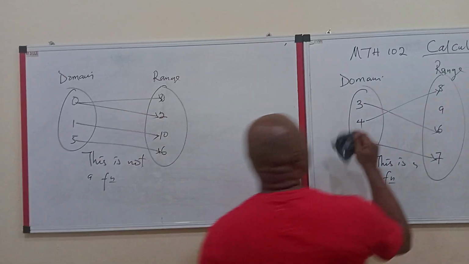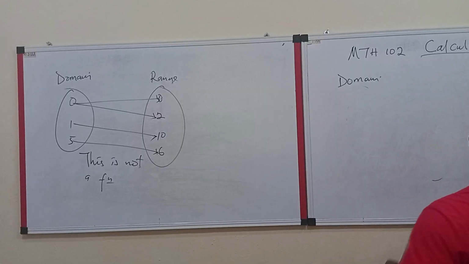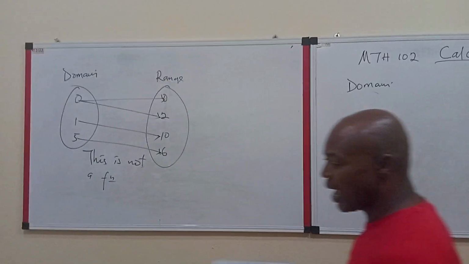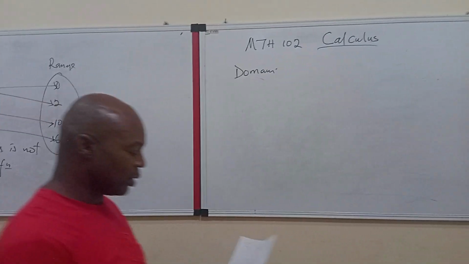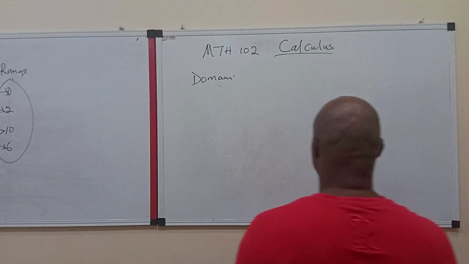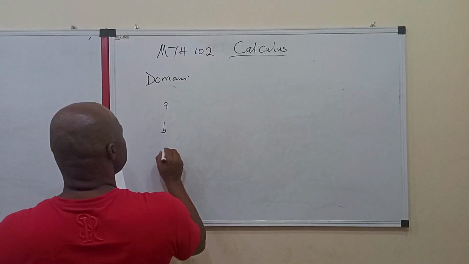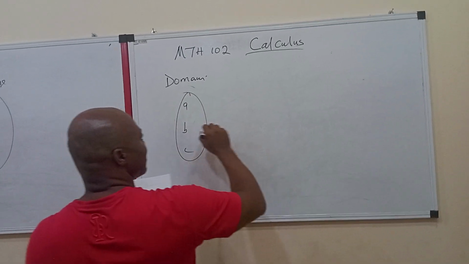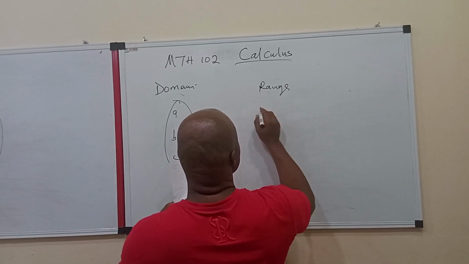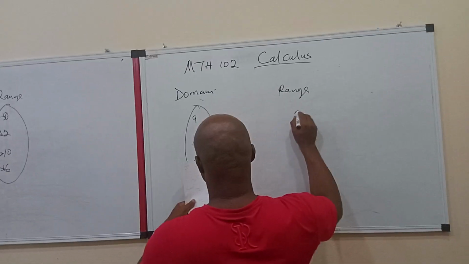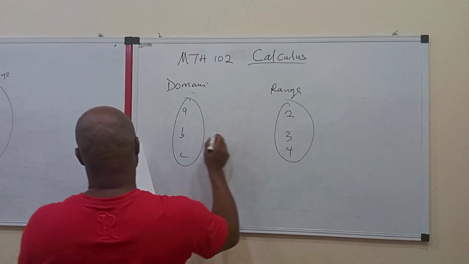Let me do another example briefly so that we understand these things little by little. Let me bring another example so that we understand what we are trying to say. See this one I want to write. Here I put A, B, and C as the domain values. Then for the range values, let me say I have 2, 3, and 4.